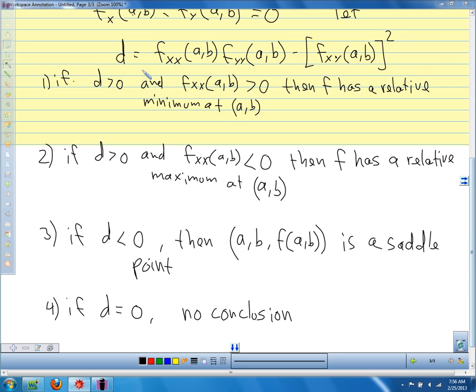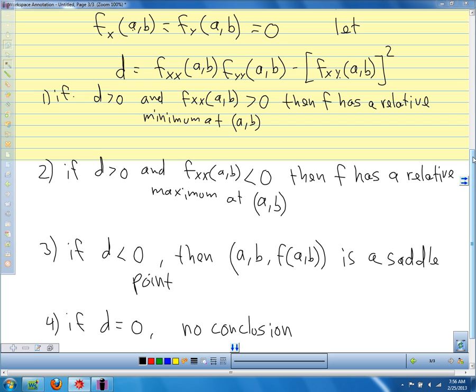So for our second partials test, we calculate this quantity and we compare it to these conditions. And the conditions here are very similar to thinking about concave up and concave down, but because we have partials going in the x direction and the y direction, we have to take the behavior of the function in each direction into account. So this is our second partials test, which is kind of the analog to the second derivative test. So any questions on that?